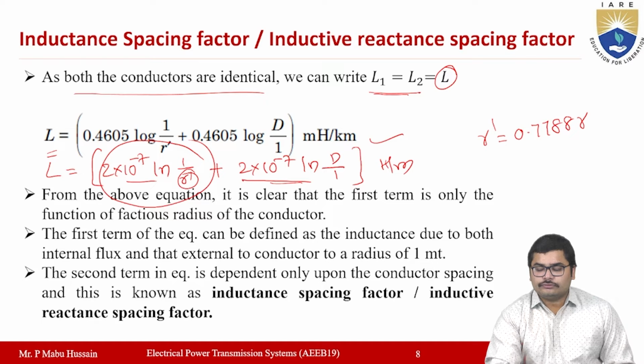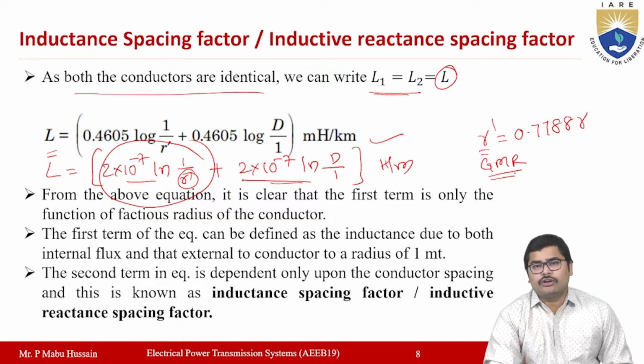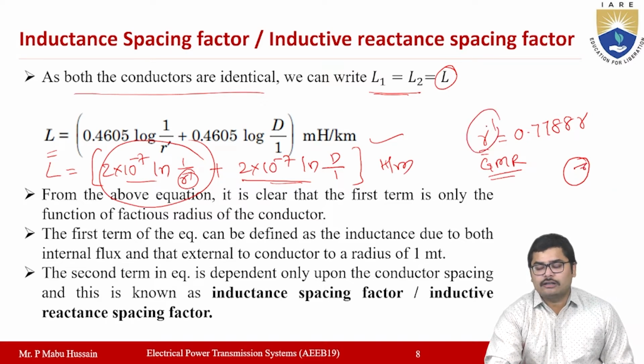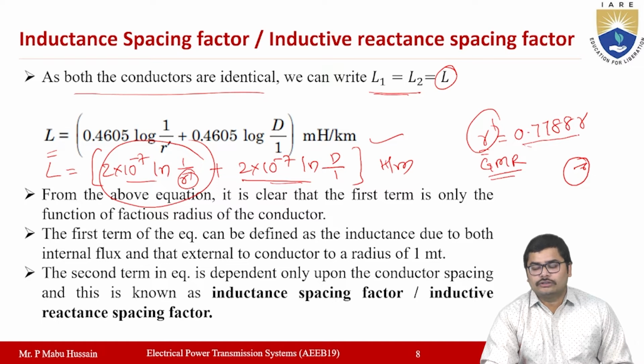Okay, so this r dash you can call the geometric mean radius, or you can also call it a fictitious radius of the conductor. Why? Because the actual radius of the conductor is r here. But we consider this r dash to be 0.7788 times the r. So you can consider r dash to be a fictitious radius.